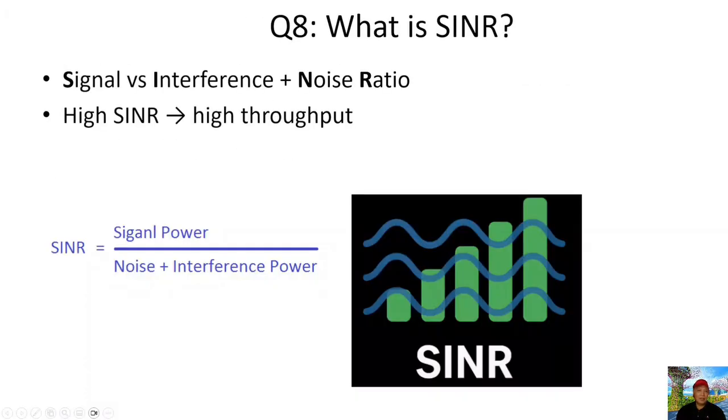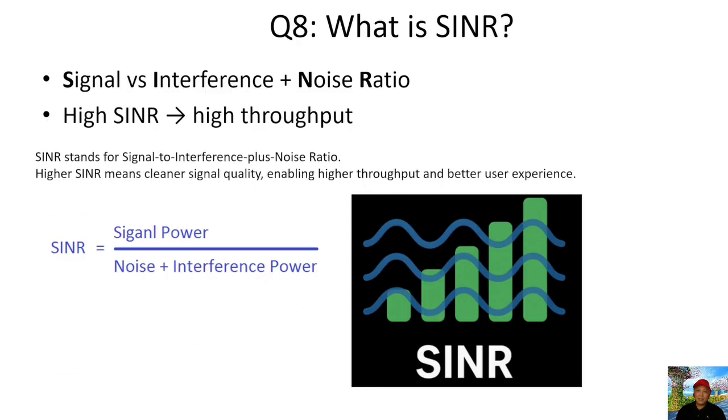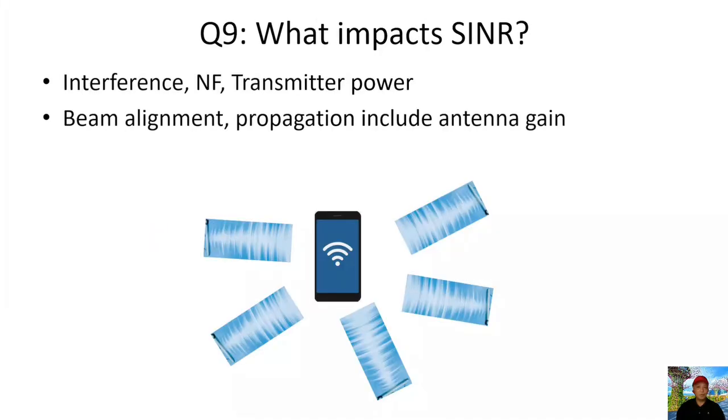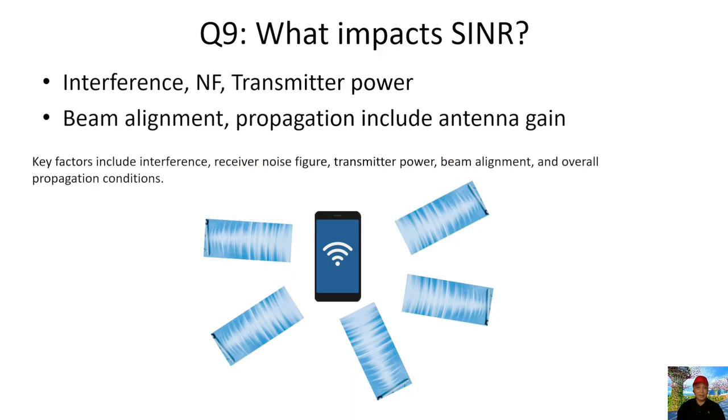Question 8. What is SINR? SINR stands for signal to interference plus noise ratio. Higher SINR means cleaner signal quality, enabling higher throughput and better user experience. Question 9. What impacts SINR? The key factors that impact SINR include interference, receiver noise figure, beam alignment, and overall propagation conditions.